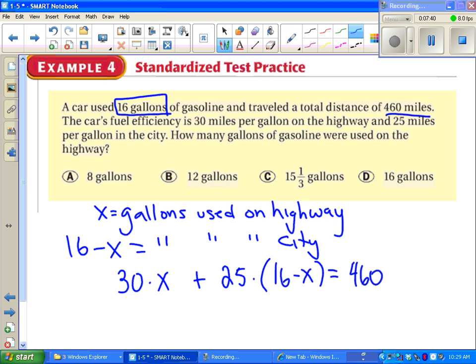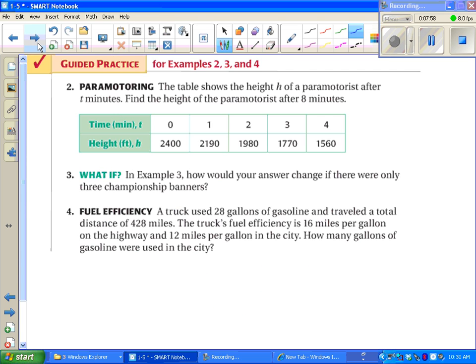Once you do all that, I recommend you try that on your own. Make sure you understand how to do it. You should end up with 12 gallons used on the highway. Done. At this point, you can try the guided practice on your own, or you can save those until later.